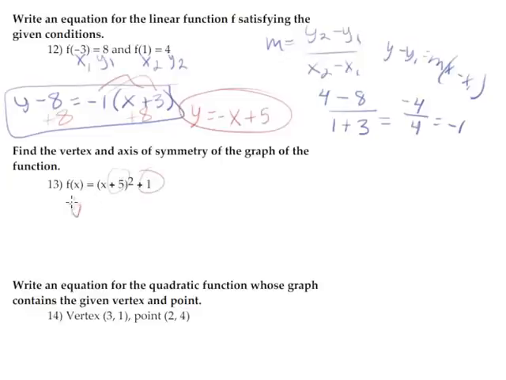So we take for the vertex the opposite of what's inside the parentheses, which would be a negative 5, and we take the outside as is. The axis of symmetry is simply x equals the x coordinate from here.